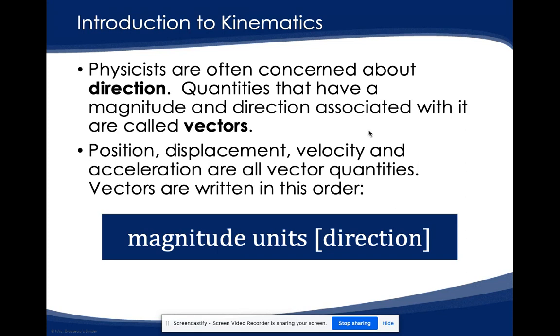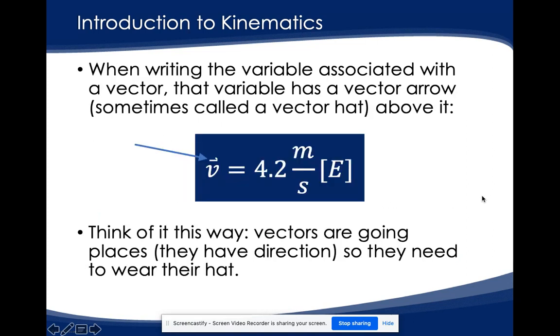A vector is going to look like this. You're going to have the magnitude and then the units, and then the direction will be in brackets afterwards. So I might have 5 miles per hour [west] because it's telling me I'm going 5 miles per hour west. Another way to show that is that when you're writing the variables associated with vectors, that variable is going to have a little arrow over the top of it. We call that a vector hat.